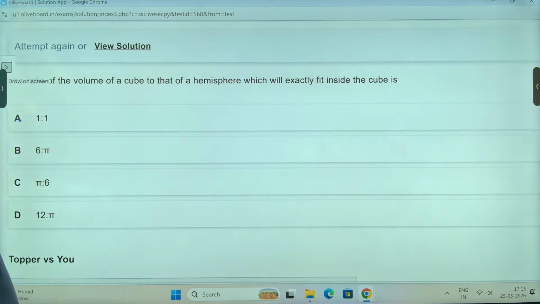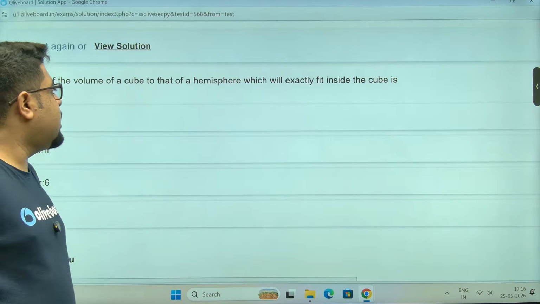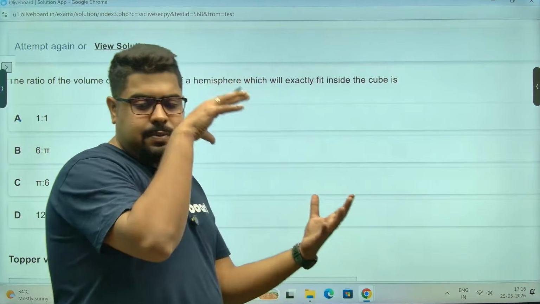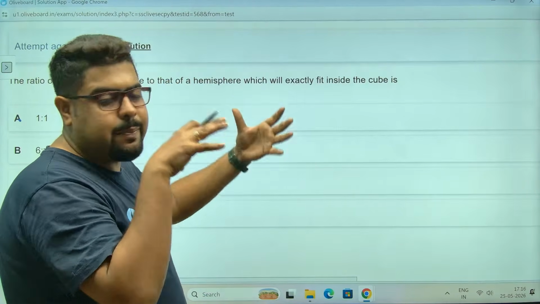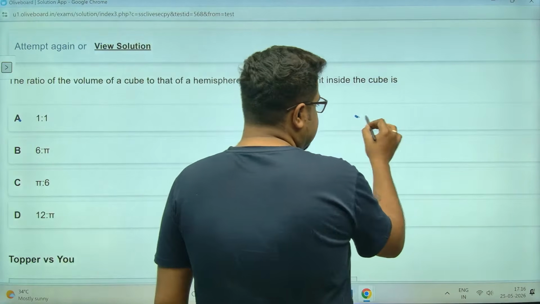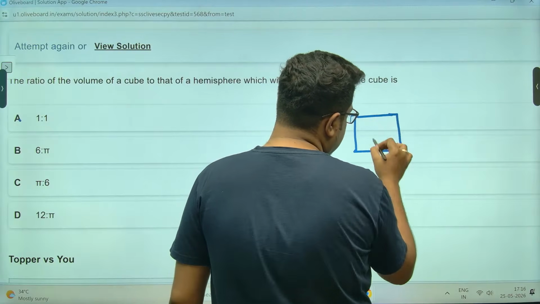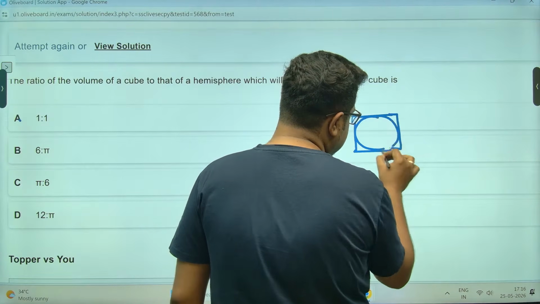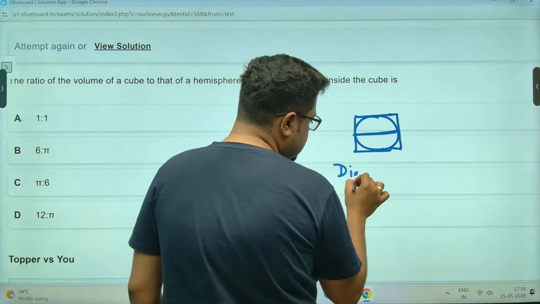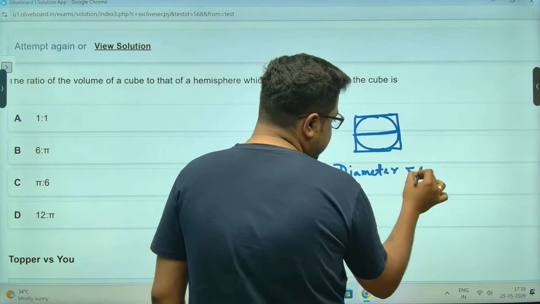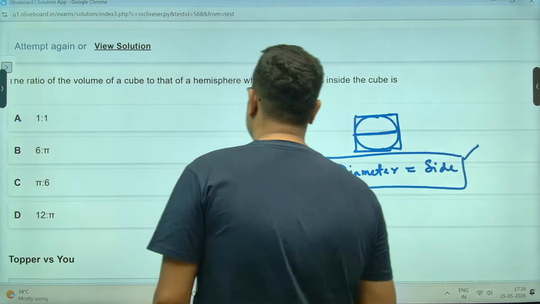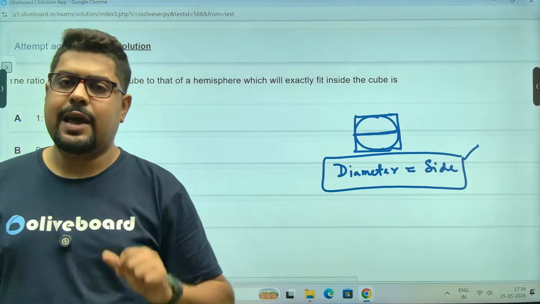Next one, the ratio of the volume of the cube to that of the hemisphere which will exactly fit. Sir, again, I'm trying to draw the plan view, meaning if you look from the top. If a hemisphere wants to fit in a cube, the base of the hemisphere must look like this, na? Diameter of the hemisphere must be equal to the side of the cube, sir. This is the only condition where exact fitment will happen.